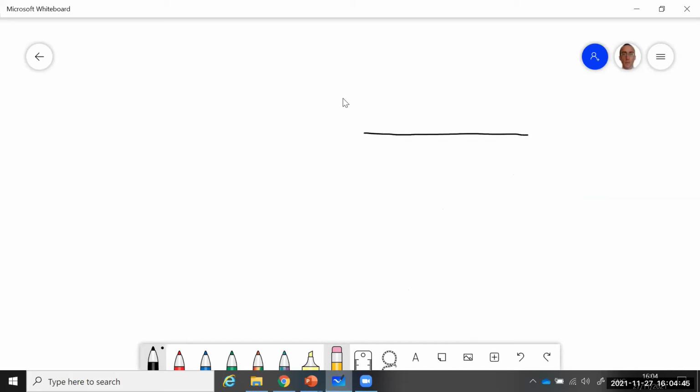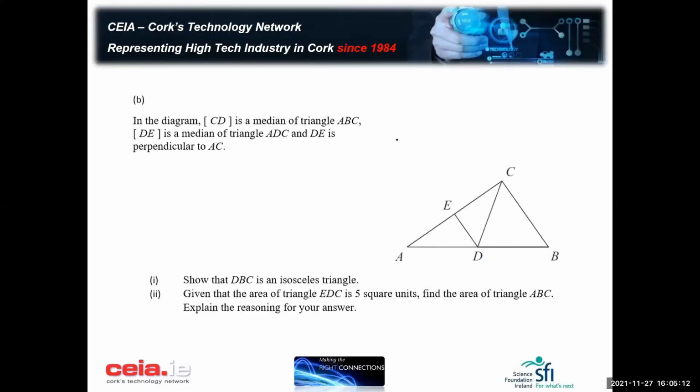So we have a line like that. We have up to C, down to B. Okay, and we label this as A, that's C, that's B. And then he says that in the diagram, sorry, I haven't actually drawn it out yet, I haven't actually dictated it yet. In the diagram, CD is a median of the triangle ABC.